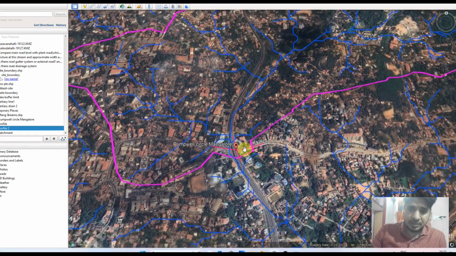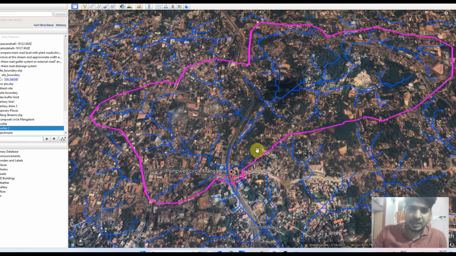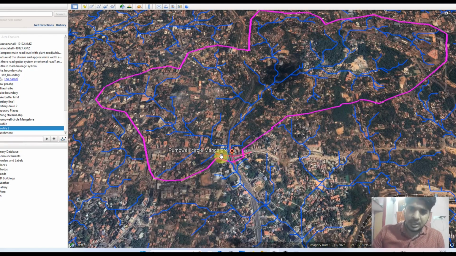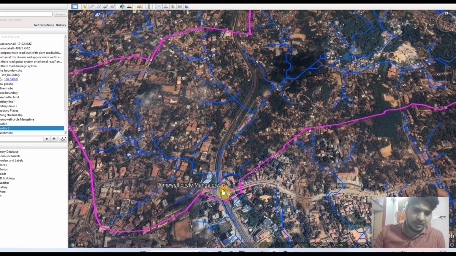Let's come to the second point, the major point of mitigation of underpass drainage issues. It is not only the case of Pumpwell circle; it is the case for most underpass circles, even in Bangalore, Mumbai, or any other regions. These underpasses are always facing flooding. Let's do some brainstorming and understand what stormwater mitigation ideas we can propose to prevent the flooding of this Pumpwell circle.